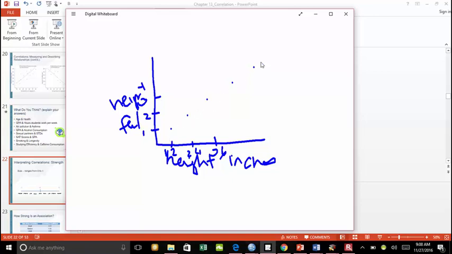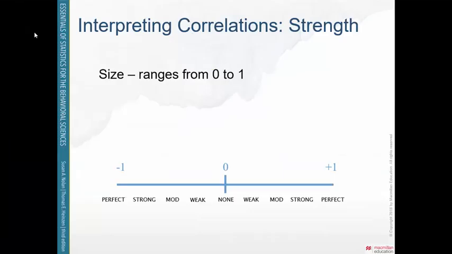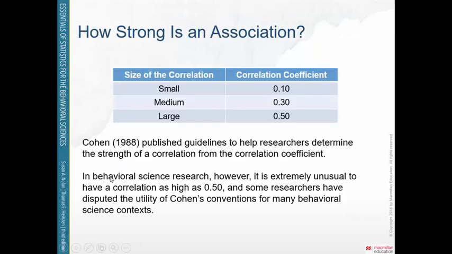So this is a perfect positive correlation. Something we almost never see in psychology. Well, we do never see in psychology. You could also have a perfect negative correlation. The closer your correlation is to 0, the weaker the relationship between the variables are. The stronger the relationship, the closer your decimal is to 1. And this is from your book in terms of how strong is an association. We'll call a small correlation about 0.10, medium about 0.3, and large about 0.5. Okay?